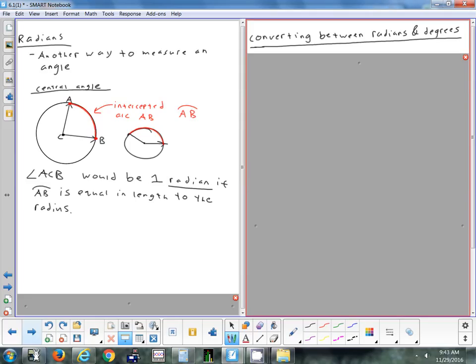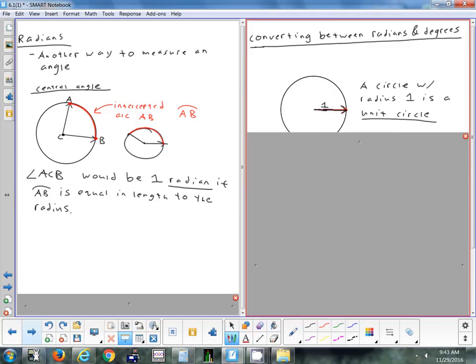All right, so let's take a look at how we can convert between radians and degrees. What I've drawn there is a special circle. It's a circle that has a radius of 1. If you draw a circle with a radius of 1, that's called a unit circle. We're going to spend a couple days talking about trig functions and unit circles.